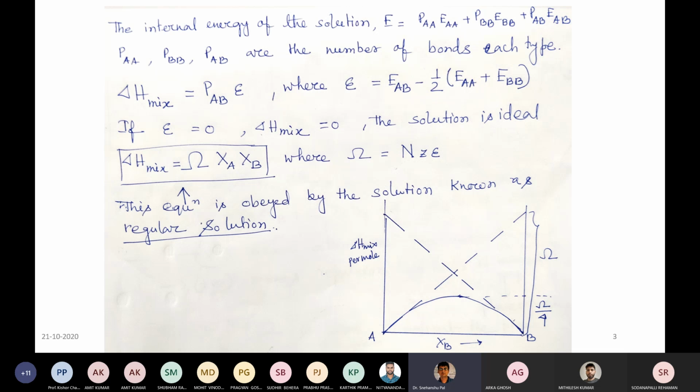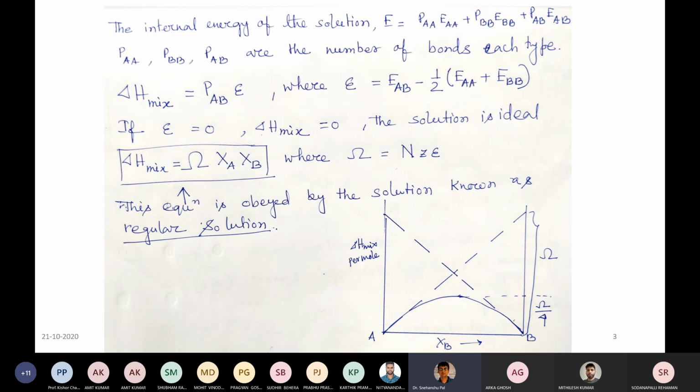Now you can understand that del H mix, if you name one parameter, the interaction parameter, tau, is tau times XA times XB, and it is equal to N Z epsilon. N is the Avogadro number, and Z is the number of bonds per atom. I already told you. Now, if you want to relate this to real solutions, we have to introduce another concept, the regular solution. It is an extension of ideal solution towards reality, or real solution.